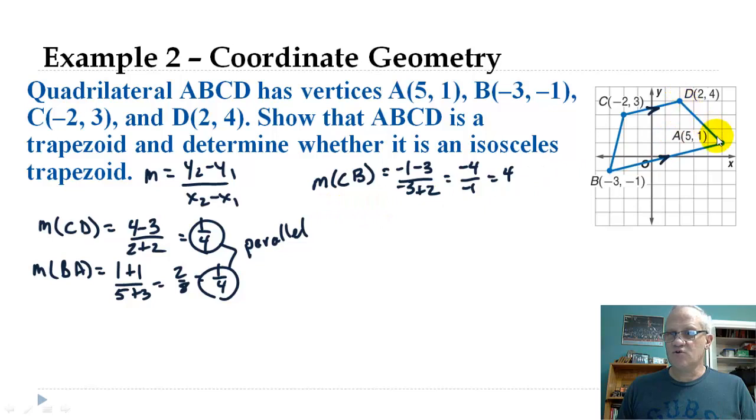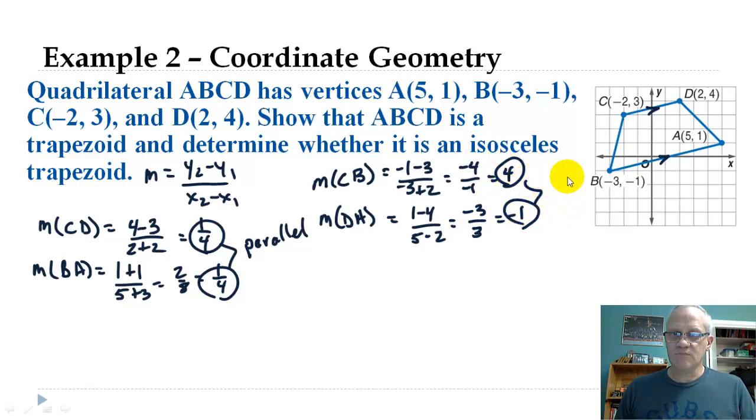All right, and then let's do the slope of DA. And so in this case, I'm going to go 1 minus 4 over 5 minus 2. So that's a negative 3 over 3, which looks like a negative 1. Are those slopes the same? Nope, they are not the same. So now what we've proved here is that these two sides are parallel, these two are not. So we have now proved that we have a trapezoid.